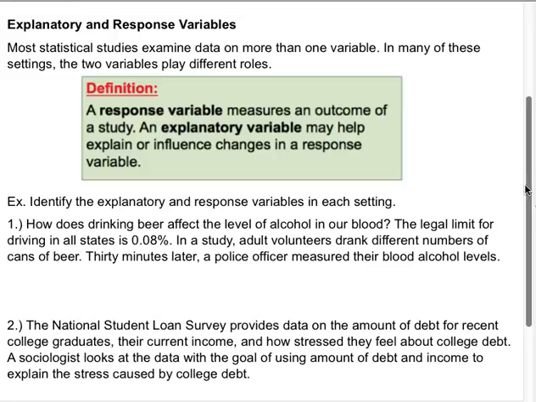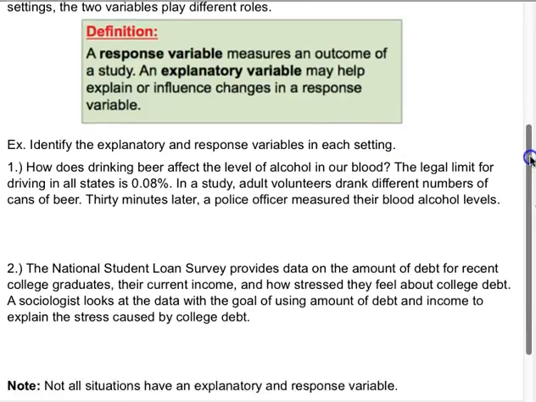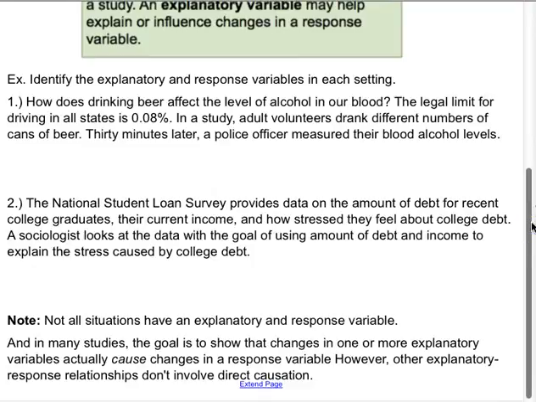So a response variable measures the outcome of a study, and the explanatory variable may help explain or influence change on that response variable. So the explanatory variable is what's causing the change. The response is what is being changed, is what we're measuring. So let's take a look at this.